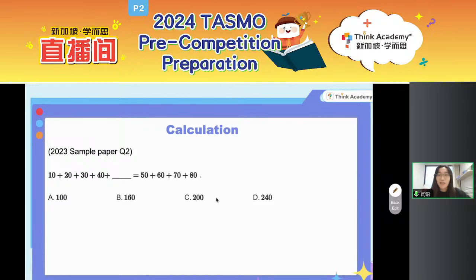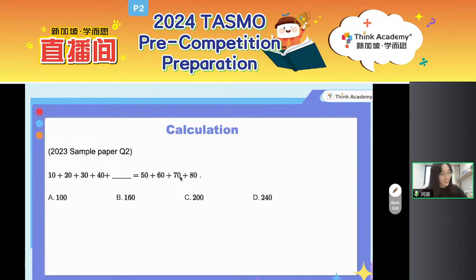Calculation is a very, very important topic in section A, okay? Now you can see that this is question 2 in the 2023 sample paper. 10 plus 20 plus 30 plus 40 plus a missing number equals 50 plus 60 plus 70 plus 80. Okay, everyone, try it again. I only give you 10 seconds. 10, 9, 8, 7, 6, 5, 4, 3, 2, 1. Okay, what is the answer?